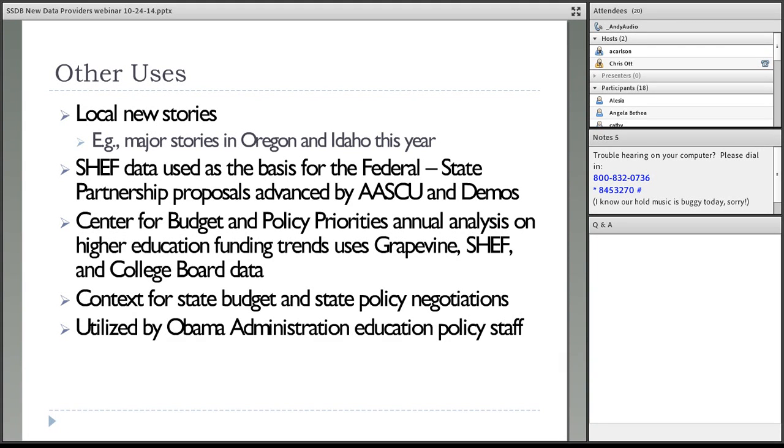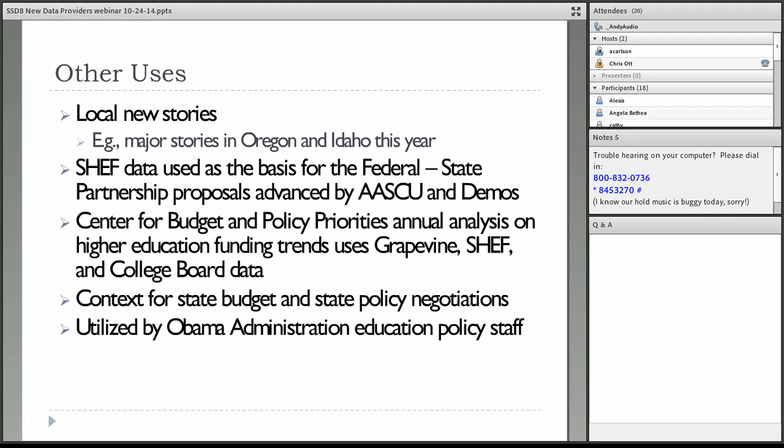Another example, the Center on Budget and Policy Priorities uses College Board data, Grapevine data, and SHEF enrollment data, and kind of does a SHEF report, but does it based on the appropriations of the current year to try to get a sense of what a more current estimate of these metrics is. And they've done that for the past 2 years.